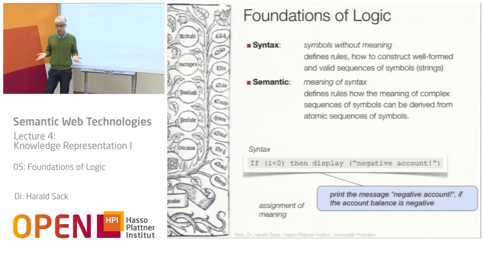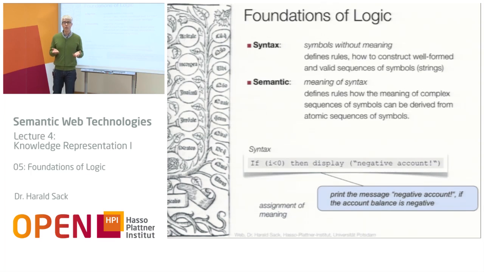So, first of all, in logic we have syntax. But syntax are only symbols without meaning. It means the syntax defines rules how to construct well-formed and valid sequences of simple symbols, of strings. On top of that, we have the semantics. And the semantics defines the meaning of the syntax. So the semantics defines rules how the meaning of complex sequences of symbols can be derived from simpler ones, from atomic sequences of symbols. Small example here, you have the syntax of a programming language.